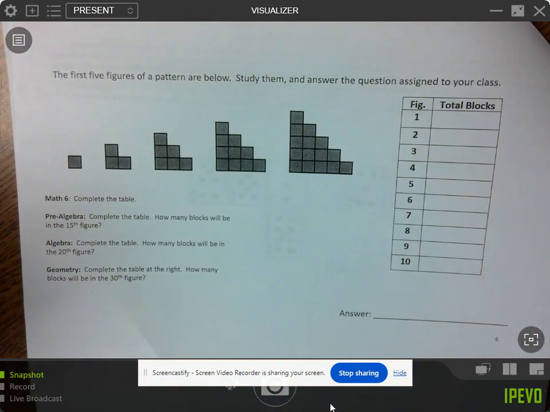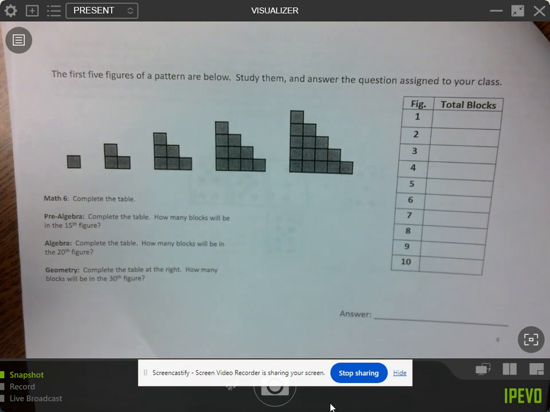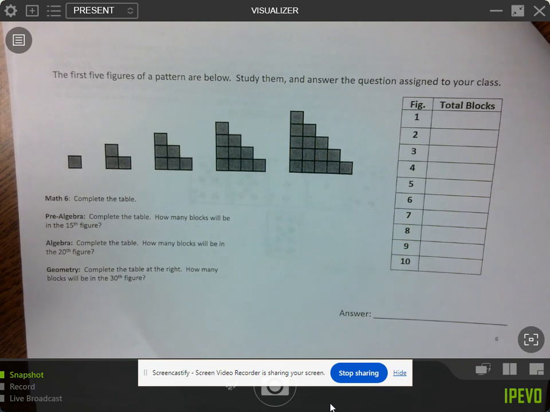Patterns. So you need to complete the table and decide what would be in the 15th figure. So you need to find what that pattern is. The first figure has 1, second figure has 3, third figure has 6, fourth figure has 10, fifth figure has 15. So when I look at this, the pattern that I see first off is I have 1 plus the next figure number gets me the total blocks.